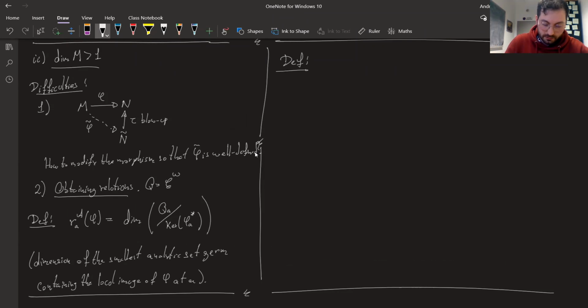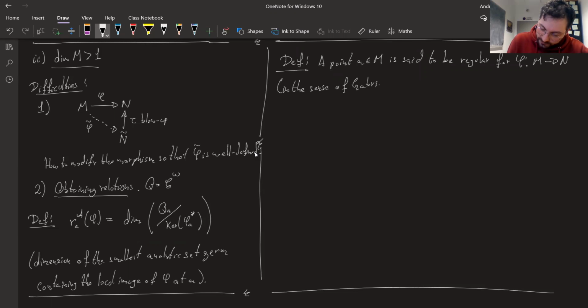A definition: a point A in M is said to be regular for phi, in the sense of Gabrielov, if the generic rank is equal to this analytic rank. For the case of a curve, this was always true. Now, what I want to argue with you is that in general, this is not true.